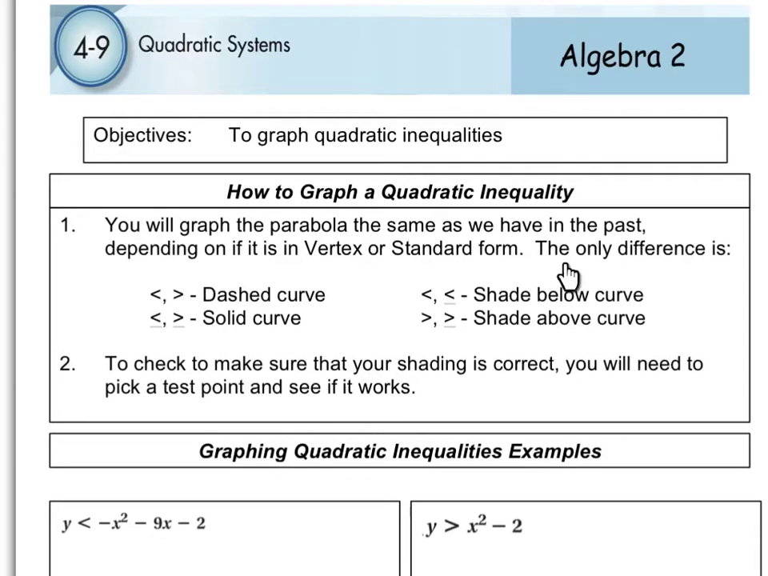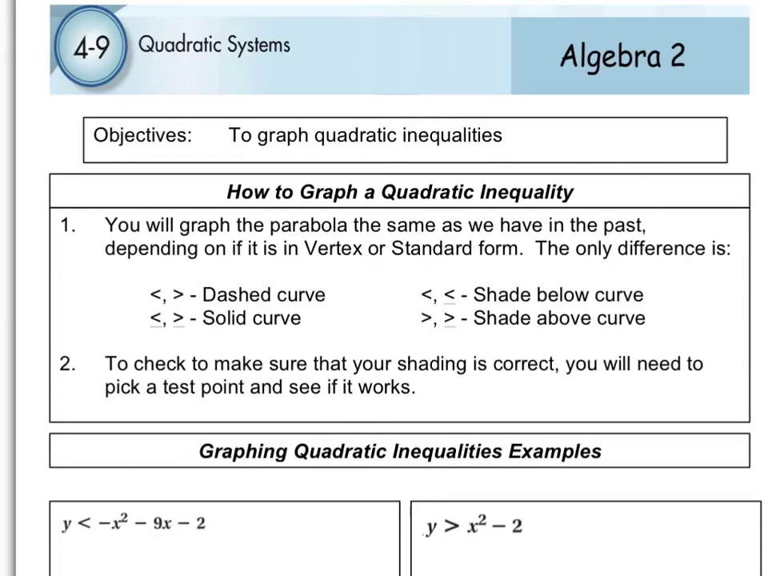The only thing that's going to be different here is this information down here. If it is greater than or less than, it's a dashed curve. So if there's not a line underneath, it's going to be a dashed curve. And if there is a line underneath, less than or equal to or greater than or equal to, it's going to be a solid curve. If it's less than or equal to, we're going to shade below the curve. And if it's greater than or equal to, it's going to shade above the curve.